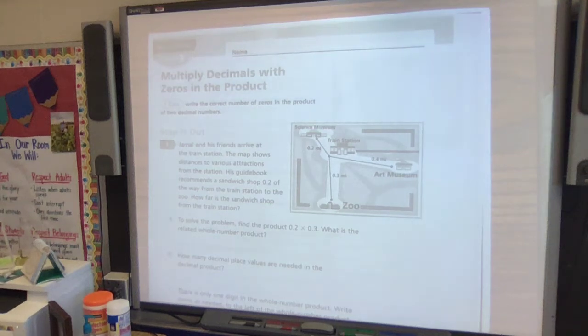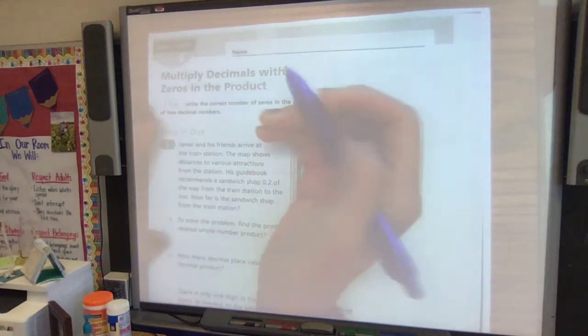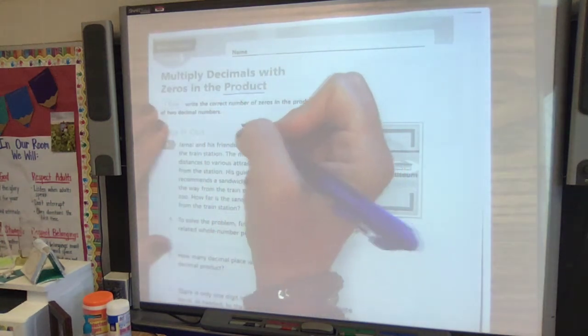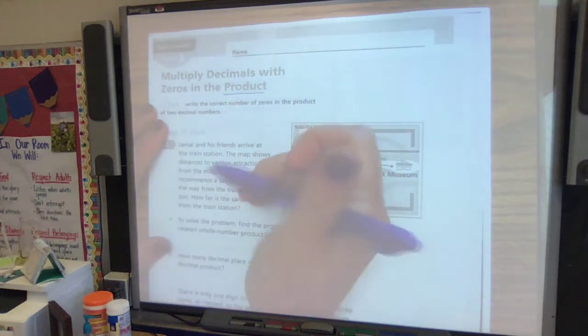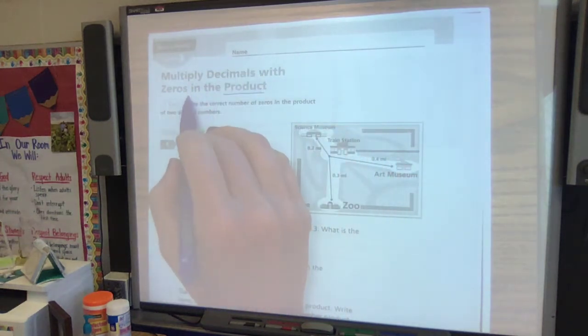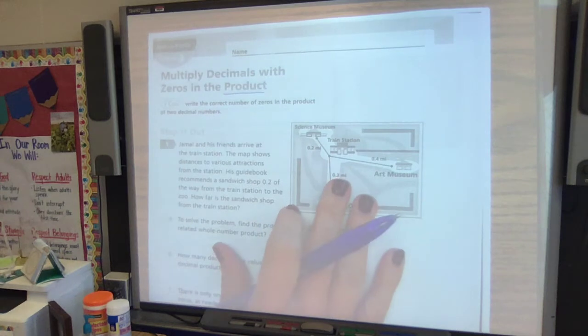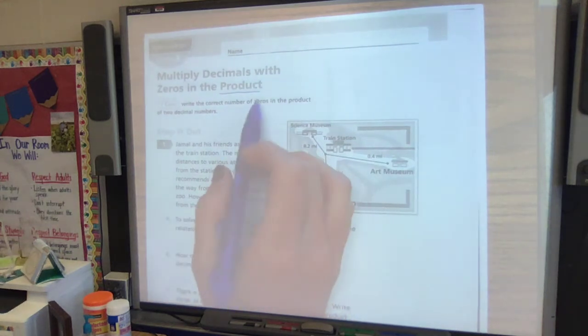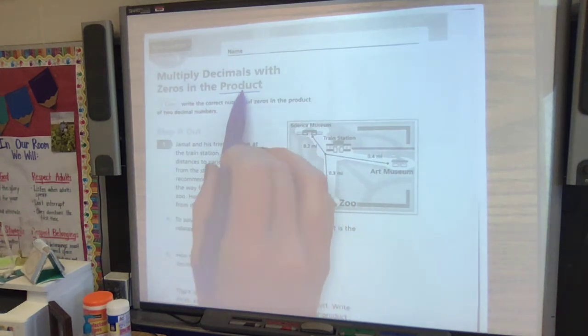Hey boys and girls, today we're going to multiply decimals with zeros in the product. So remember, product is the answer to a multiplication problem. And when we're multiplying these numbers today, you'll notice that there are a lot of zeros in our factors that we're multiplying and in our product.